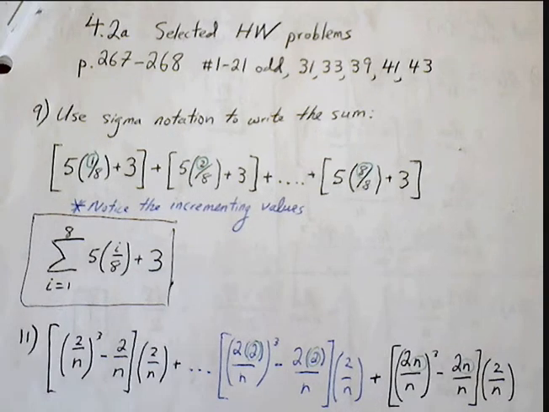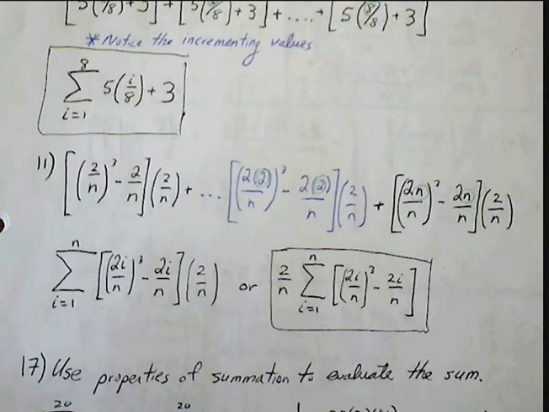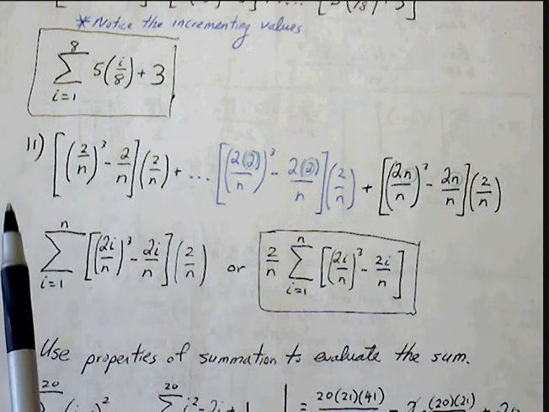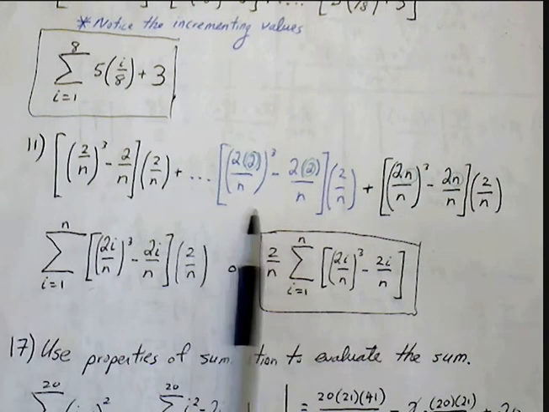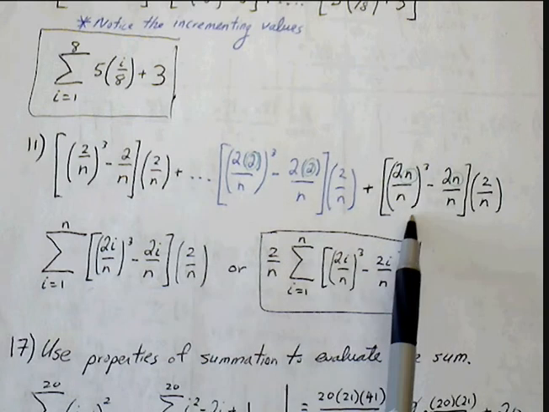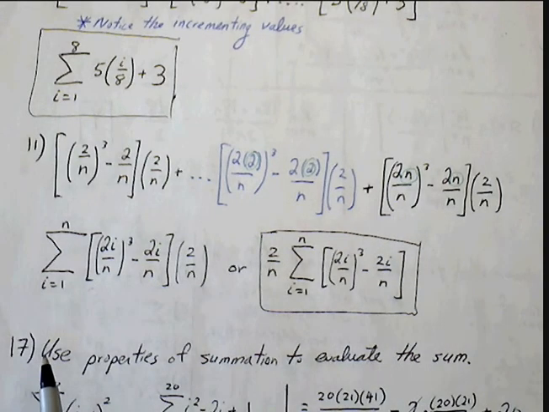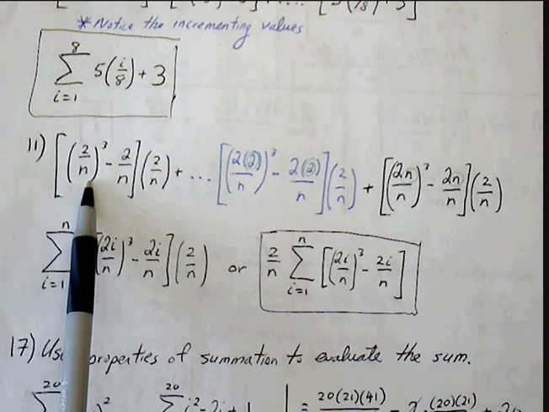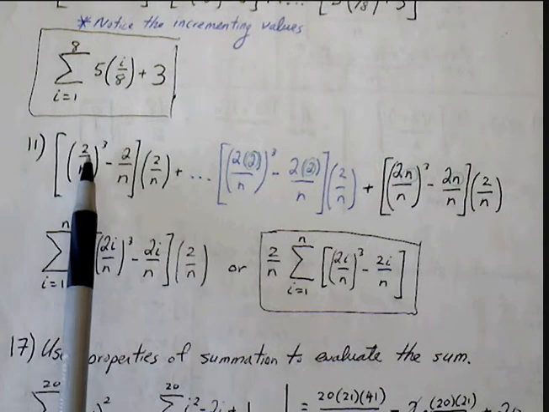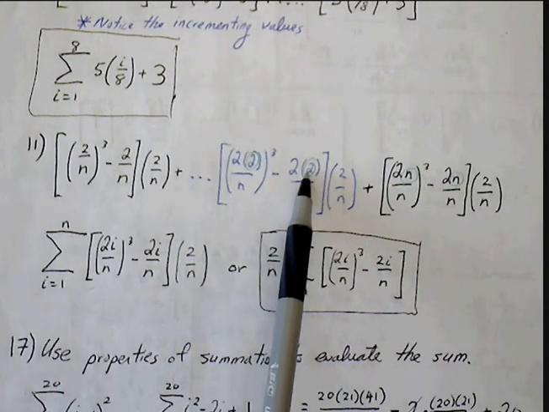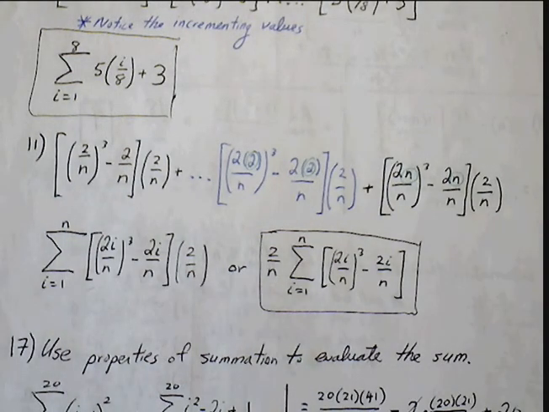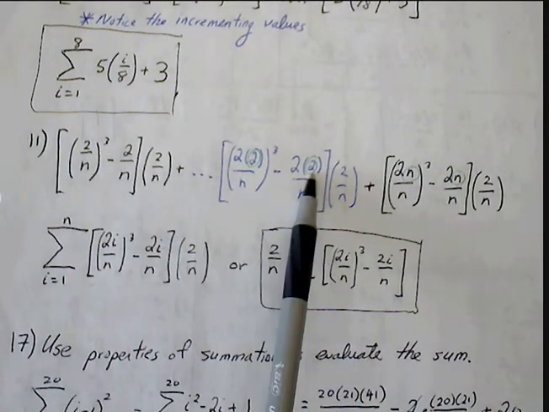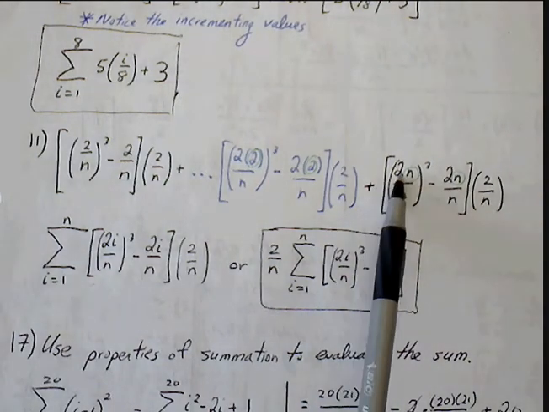Okay. Number 11. Again, we want to represent the sum using summation notation. So again, we look at what's changing and what's staying the same. Okay. We see that what's changing is the numerator that's being multiplied to the 2. Notice that here we have, think of this as 2 times 1, and then 2 times 2, and then 2 times 3, all the way to 2 times n.